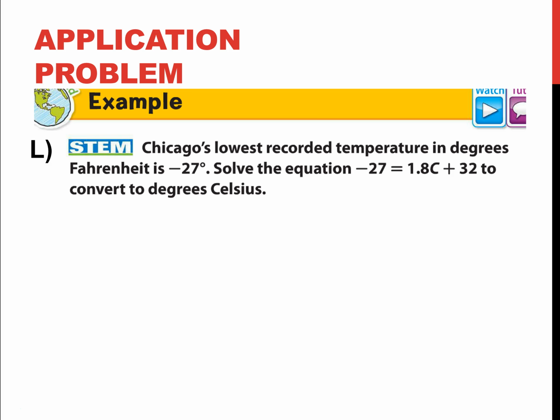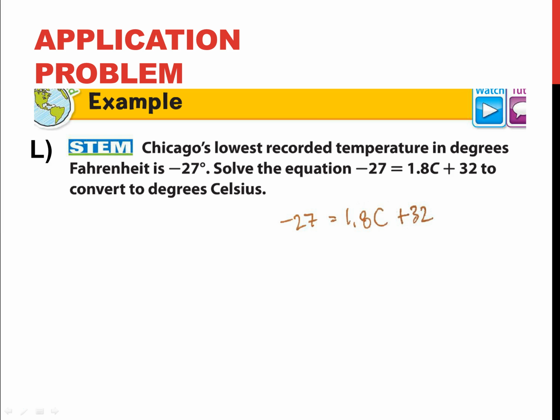Boom, we're back. So now a lot of people get freaked out when they see application problems as a real world example. So guys, don't freak out. They give you the equation in there. Chicago's lowest recorded temperature in degrees Fahrenheit is negative 27 degrees. Solve the equation negative 27 is equal to 1.8 C plus 32 to convert to degrees Celsius. All right, so they give us the equation, so we don't have to worry about that.